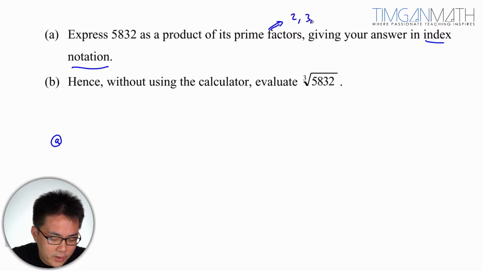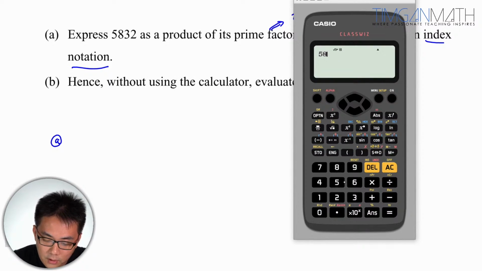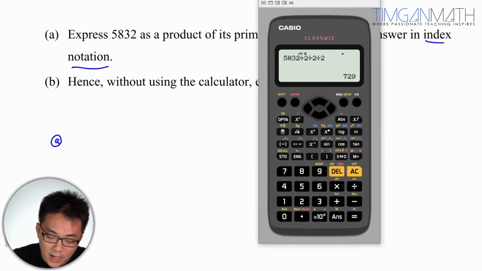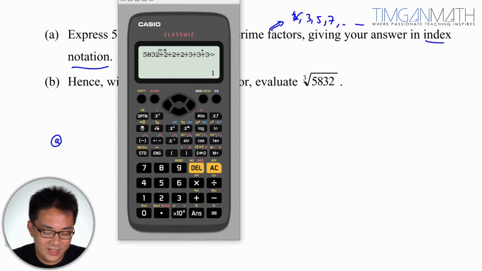List out all the prime factors: 2, 3, 5, 7. Prime factors meaning the prime numbers. So here you just put 5832 divided by 2, and this is still an even number. So just keep dividing until you don't get an even number. And 729 is no longer even, so we're just going to move on to 3. Then we divide again, and again, and again, and again. So what you're going to do next is just count the number of 2s and number of 3s that you divided with.